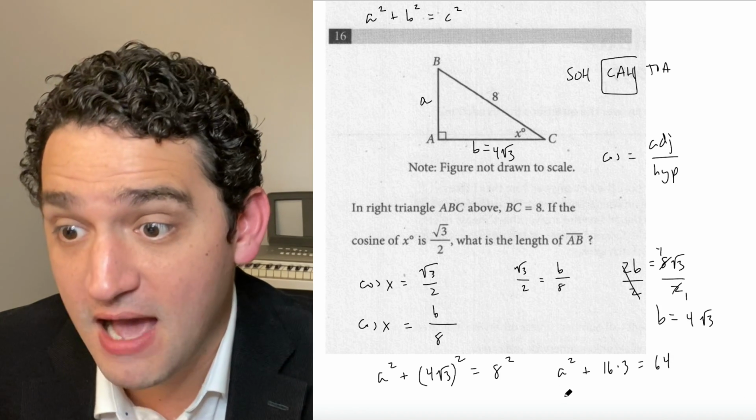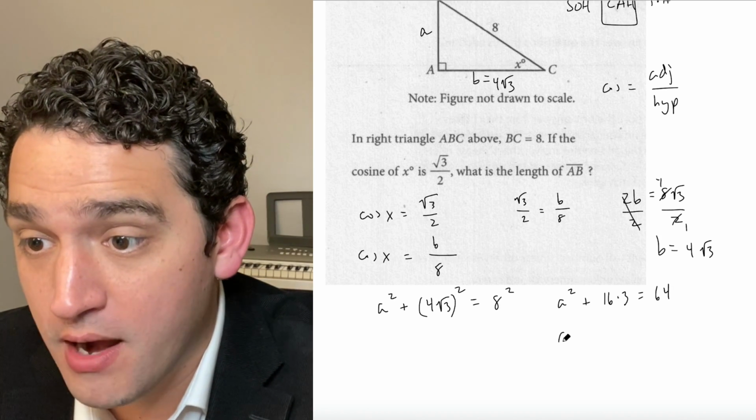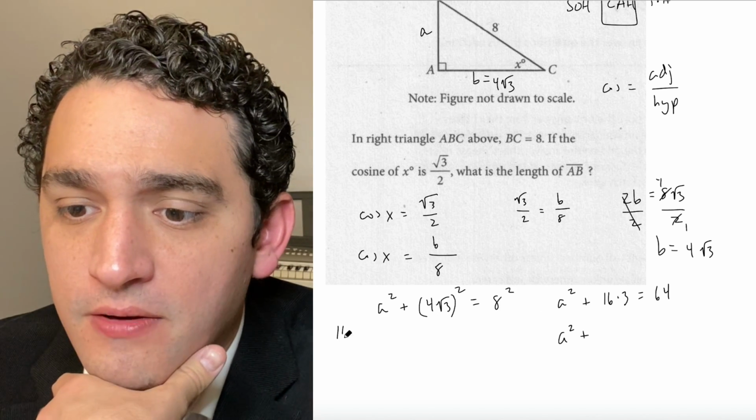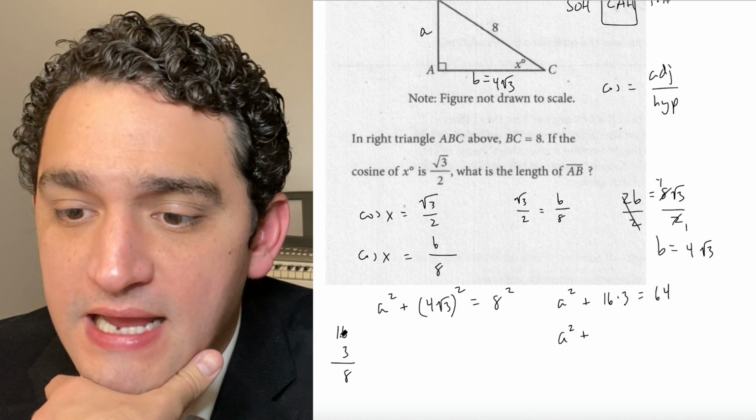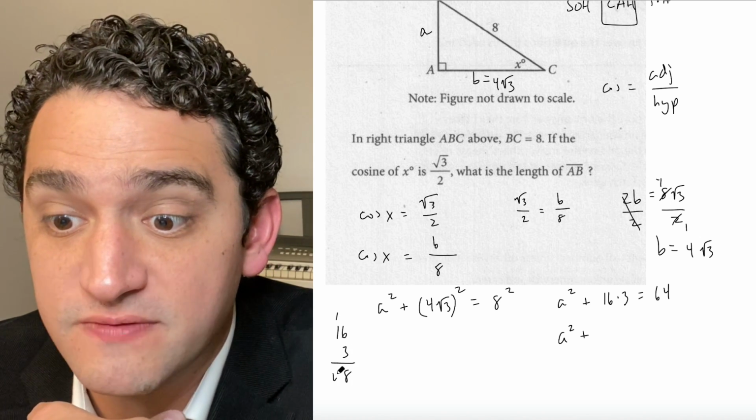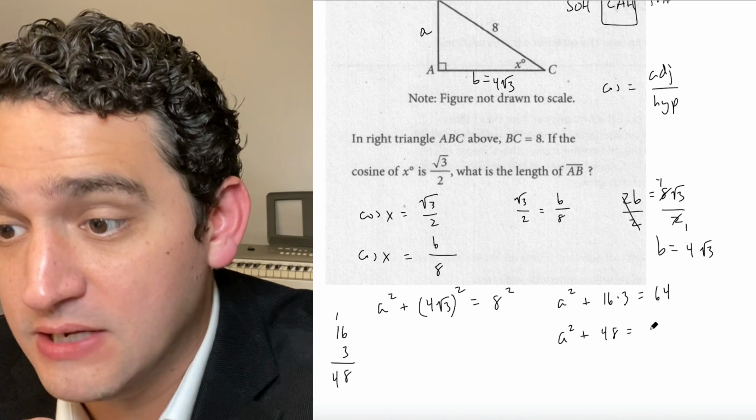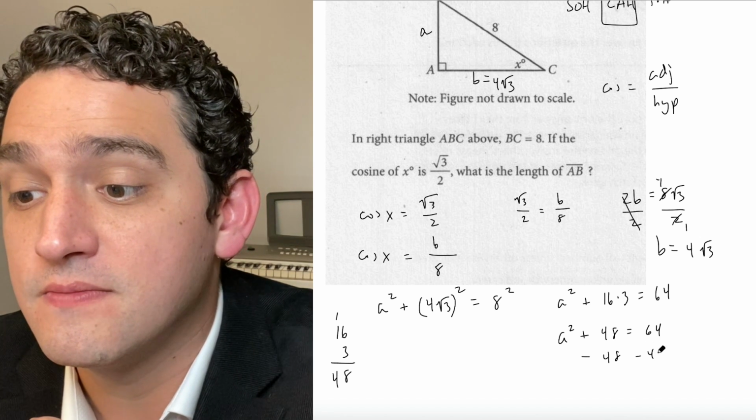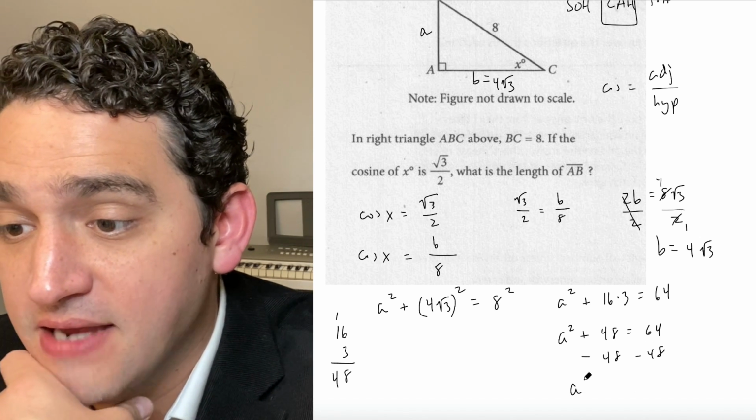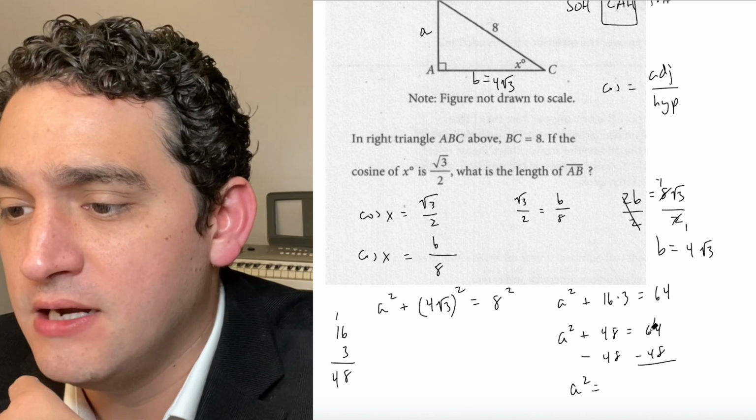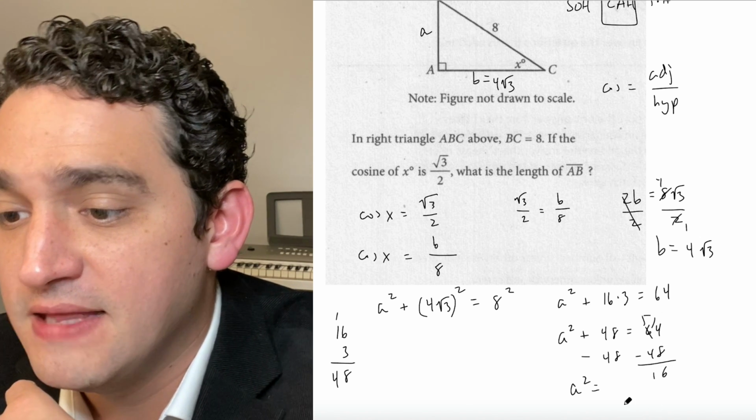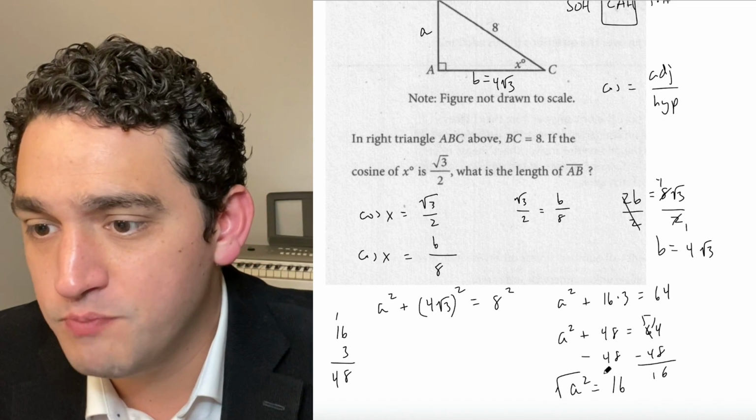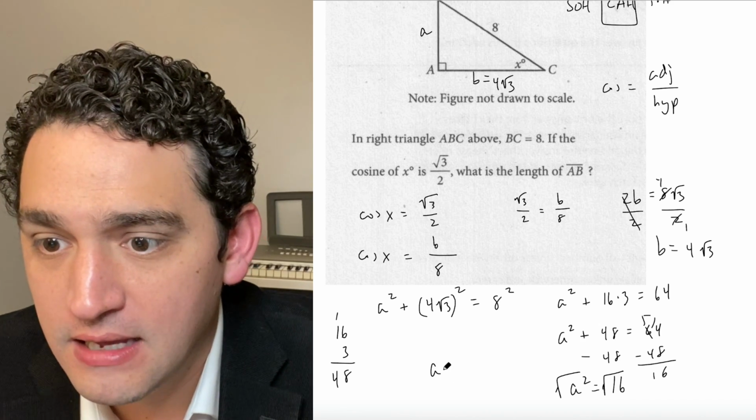Let's keep doing some math. We're going to say that a squared plus 16 times 3. 16 times 3, let's actually do this out here. 3 times 6 is 18, carry the 1. 3 times 1 is 3, plus 1 is 4. That's 48 equals 64. Let's go ahead and subtract 48 from both sides. And we have a squared equaling, let's subtract here, that's going to be 6, turn this into a 5. That's 16. A squared is 16, a nice perfect square. We can root both sides, and we now know that a equals 4.